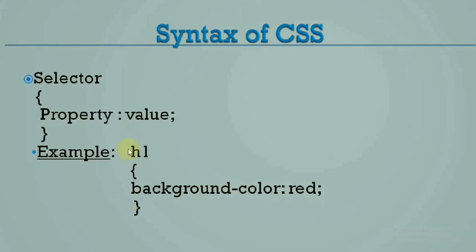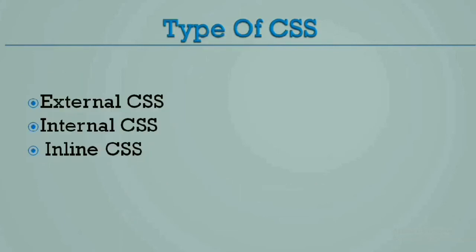But there are many ways to write this CSS code in HTML because there are many types of CSS. Let us learn types of CSS. Basically CSS is of three types. First, external CSS, internal CSS and the third, that is the inline CSS.